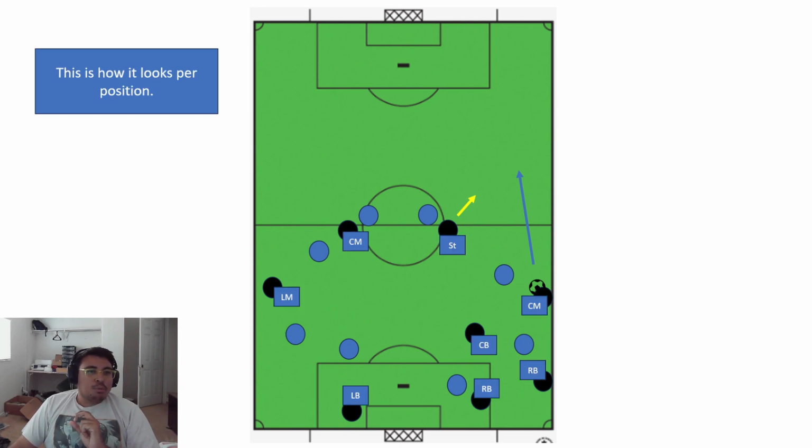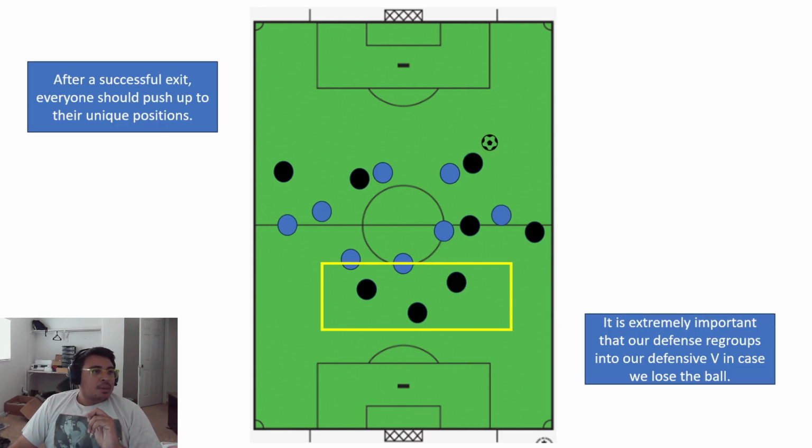This is how it looks per position once again. This bottom one should say right mid, and it's very important for us to transition, everybody to transition forward if the ball gets kicked into that positive space. After a successful exit, everyone should push up to their unique positions.